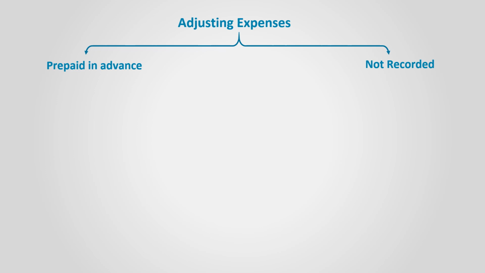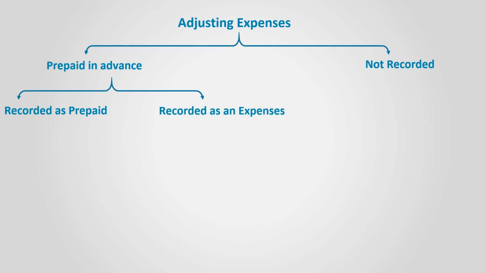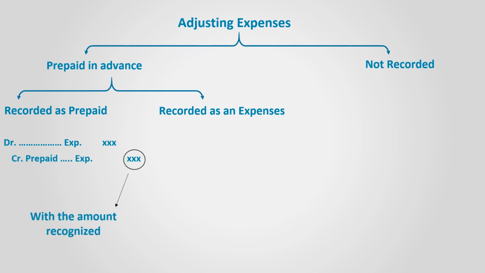In case expenses are paid in advance, the accountant could originally have recorded them as prepaid expense or as an expense. If it is recorded as prepaid expense, which is an asset, the adjusting entry would be reducing the prepaid expense by the amount used. So the expense is debited, and the prepaid expense is credited by such an amount. If the accountant recorded it as an expense, in such a case the expense account should be reduced by the amount which is not used up. So prepaid expense would be debited, and the expense account would be credited by such an amount.